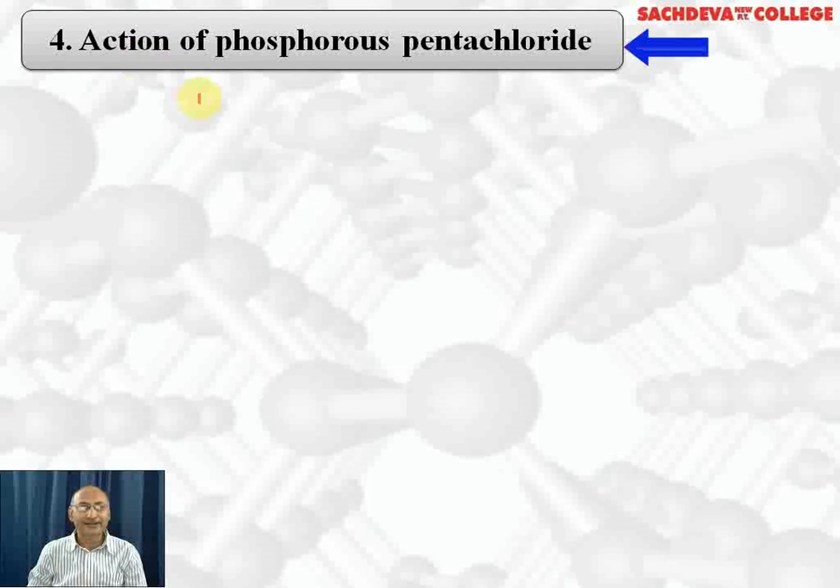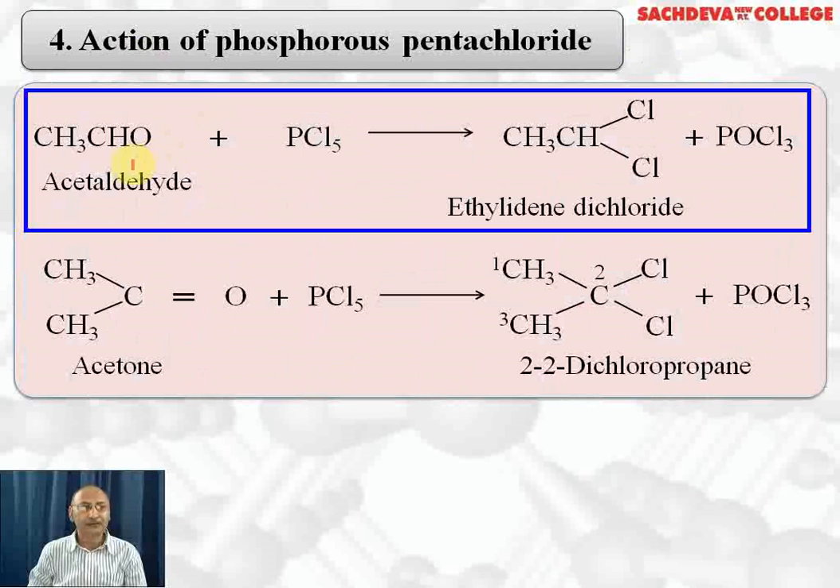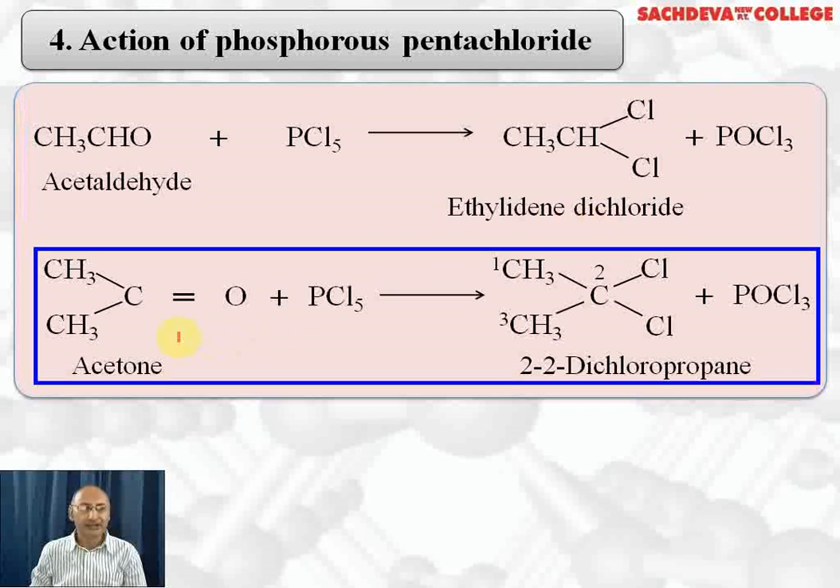Let's take up action of phosphorus pentachloride on aldehydes and ketones. First, we are taking acetaldehyde reacting with PCl5. It results in the formation of ethylidene dichloride, plus phosphorus oxychloride is formed. So oxygen of acetaldehyde reacts with PCl5 to form POCl3 and 2 chlorine are added to this carbon which was attached to oxygen. So we get geminal dihalides. IUPAC name is 1,1-dichloroethane.